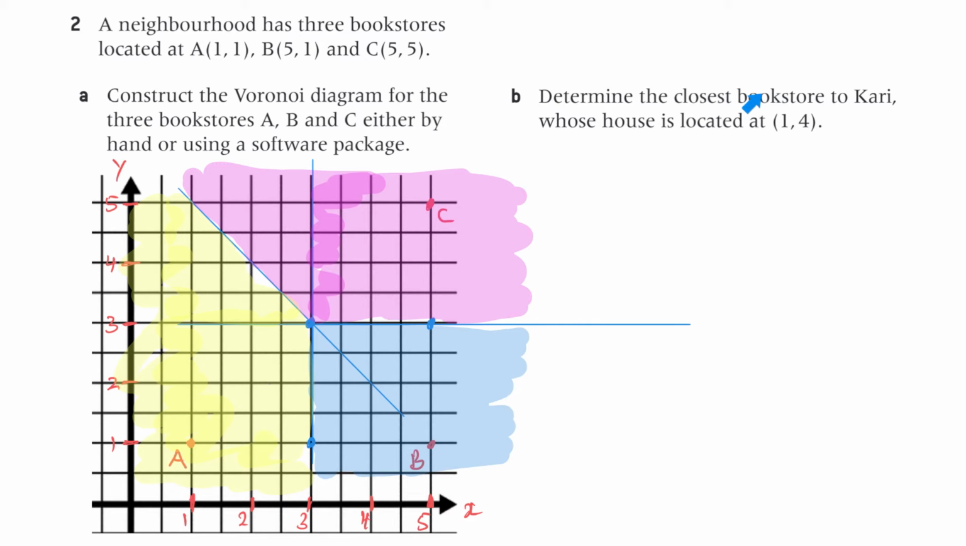And then B, determine the closest bookstore to Carrie, whose house is located at 1-4. So 1-4 is here. Well, that's in the region A, and also the site here, site A. So let's put Carrie's house here. Okay, so I'm showing Carrie's house here. So that is in region A, and it's closest to site A. And that would be bookstore A, which is site A, and this region here, the yellow region.